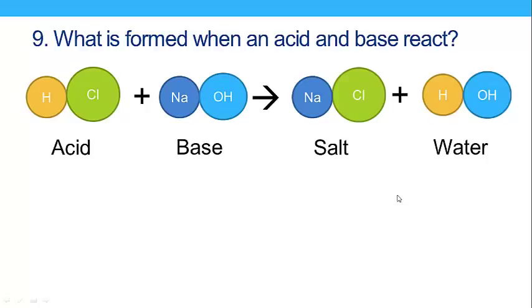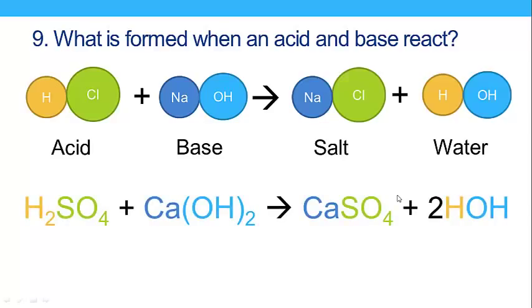Now it can be different salts depending on what the acid and the base are, so it doesn't have to mean sodium chloride, but it's some ionic compound, some salt. For example, if we had sulfuric acid and calcium hydroxide, my salt would therefore be calcium sulfate. We still make water.